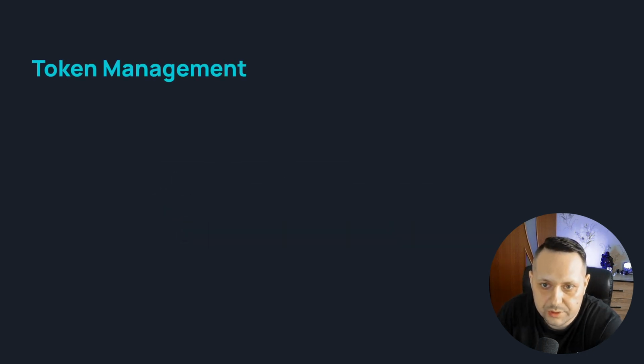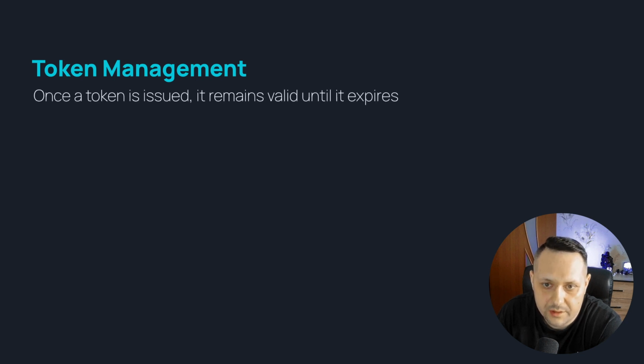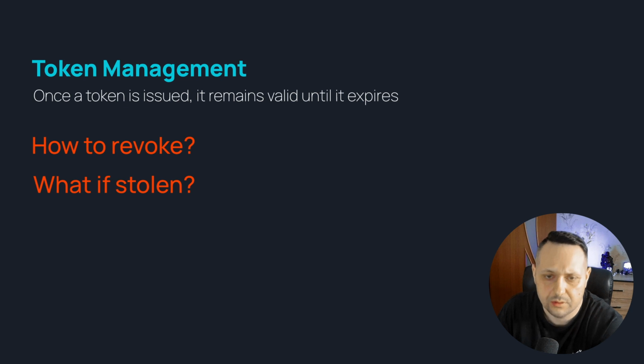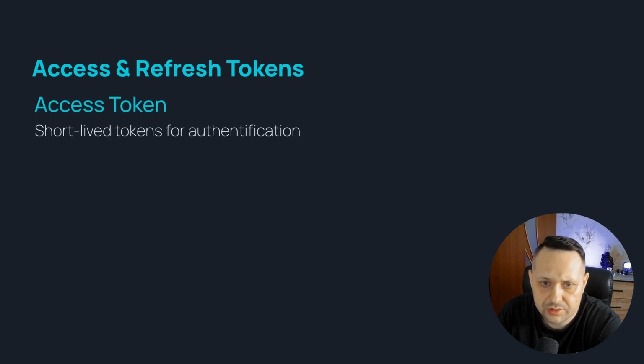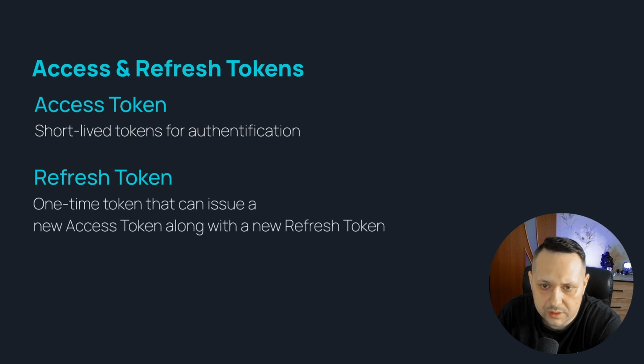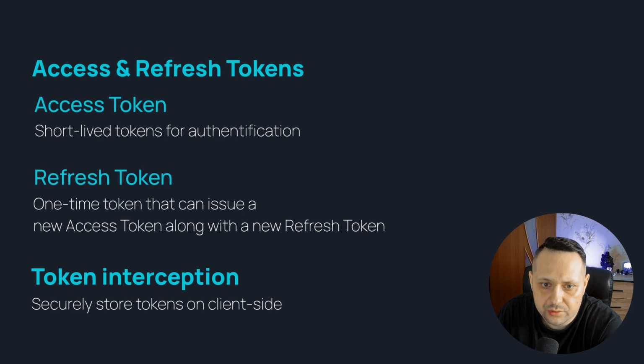A challenge with JWT is token management. Once a token is issued, it remains valid until it expires. But what if you need to revoke access immediately? Or what if the token was stolen? This is where access and refresh tokens come in. Access tokens are short-lived tokens allowing authentication, while refresh tokens are one-time tokens that can issue a new access token along with a new refresh token. Short-lived tokens minimize the risk of unauthorized access if intercepted. Storing tokens securely on the client side is crucial to prevent interception, a known drawback of JWT.